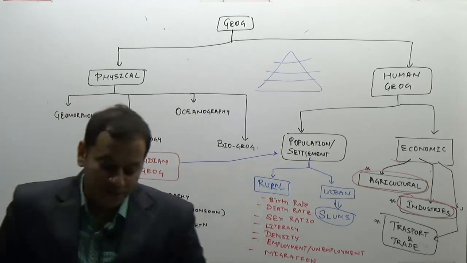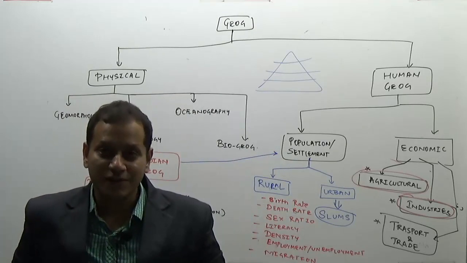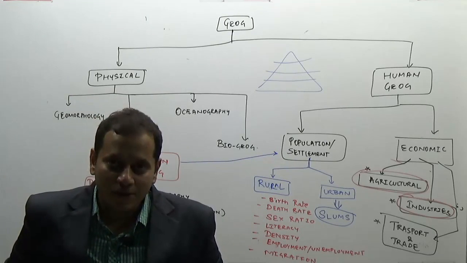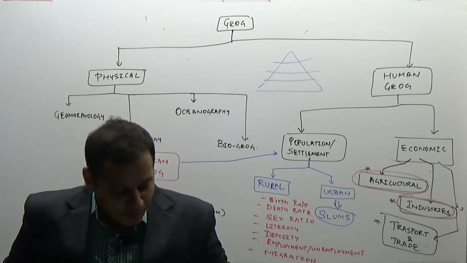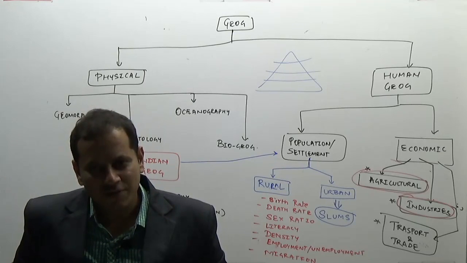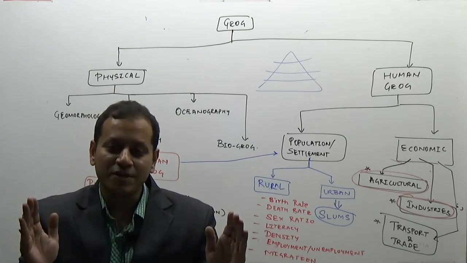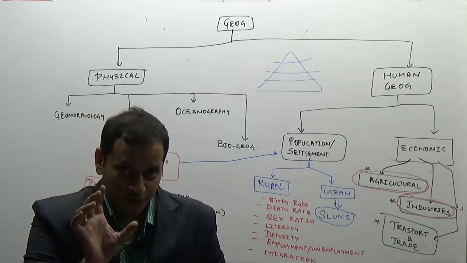So in this class we will first start with the physical geography. In the physical geography we will first start with geomorphology, then climatology, oceanography. Biogeography will come. Then world human geography, where we will be studying the distribution of key industries and distribution of key natural resources from the main examination point of view.